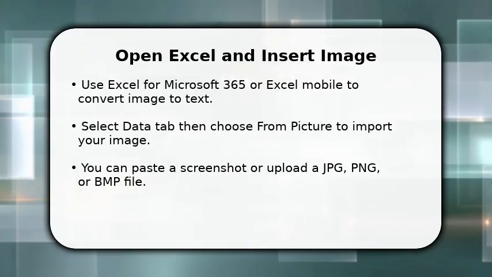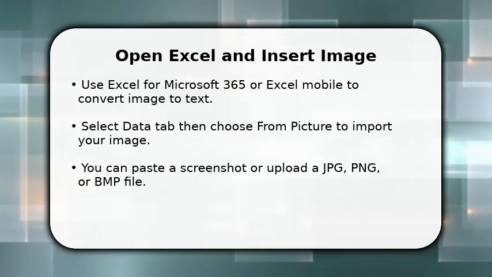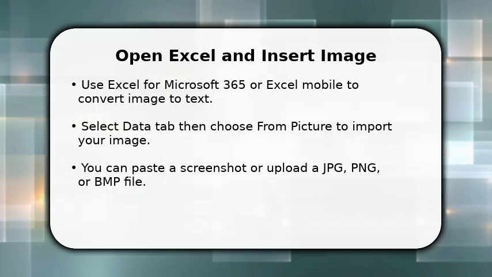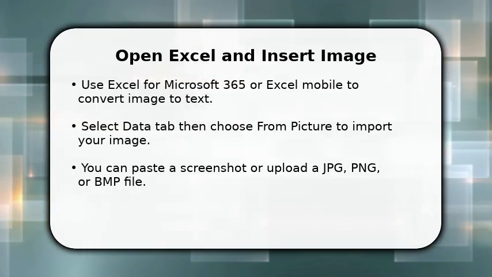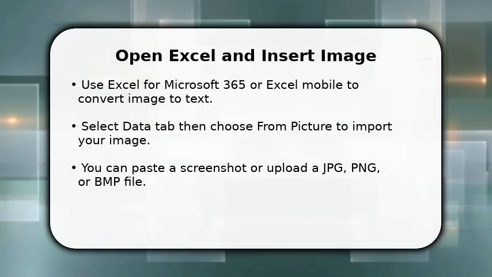Choose from Picture and pick Picture from File or from Clipboard. You may also use Camera on mobile to capture a printed page directly. Pick a JPG, PNG, or BMP file and confirm the selection to upload the image into Excel.